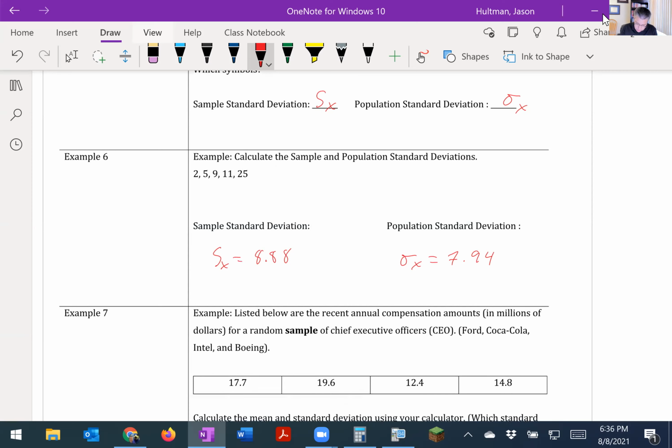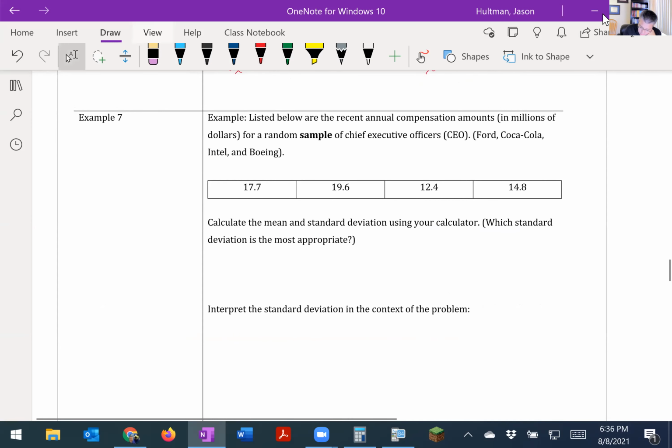Let's do the next one here. Example: below are recent annual compensation amounts in millions of dollars for CEOs. This is a sample of chief executive officers of Ford, Coca-Cola, Intel, and Boeing. Calculate the mean and standard deviation using your calculator.